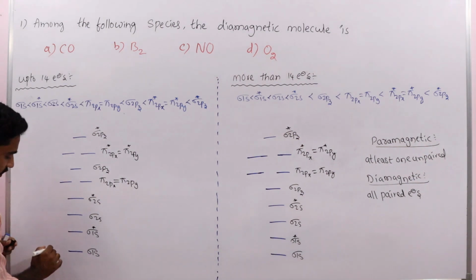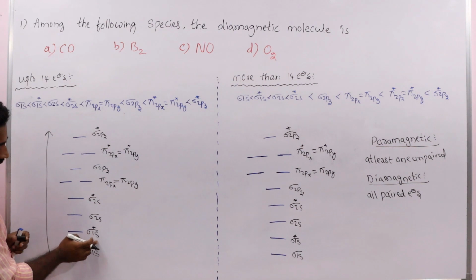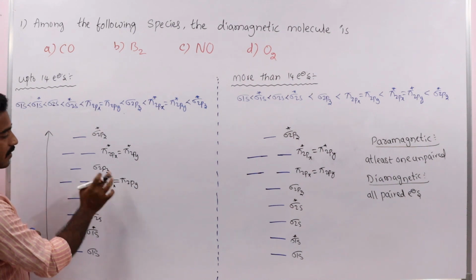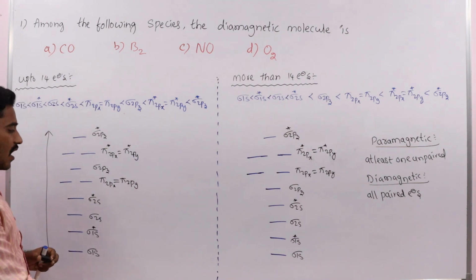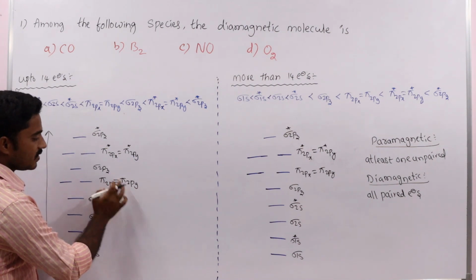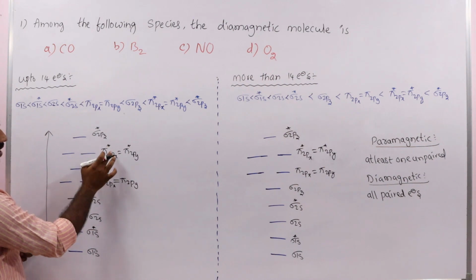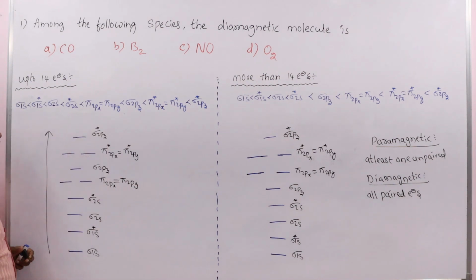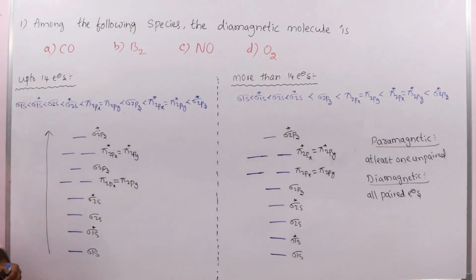This is the energy order. The lowest energy one is sigma 1s. Next is sigma star 1s, next sigma 2s, next sigma star 2s, next pi 2px equal to pi 2py. Why are we taking these equal? Because both are degenerate orbitals. Degenerate orbitals means they have similar energy. Next is sigma 2pz. Next pi star 2px equal to pi star 2py, these are also degenerate orbitals. Next sigma star 2pz. This is the order for diatomic molecules containing up to 14 electrons.